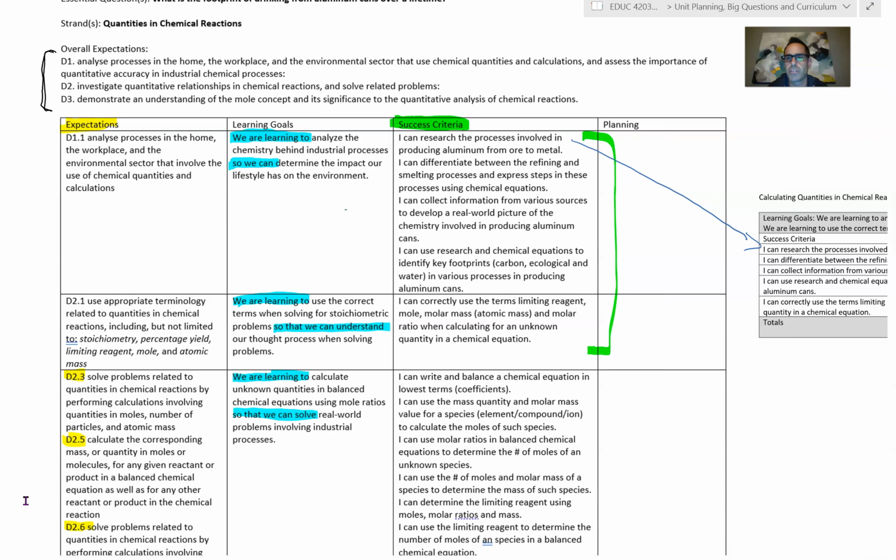Okay, so I hope you enjoyed this video. I hope it allows you to get rolling and sort of see a process that you can use for planning a unit, including how you would develop your assessment schemes for that unit.